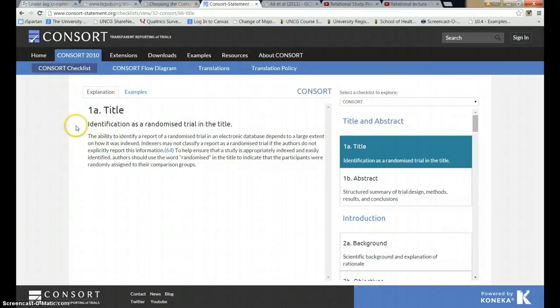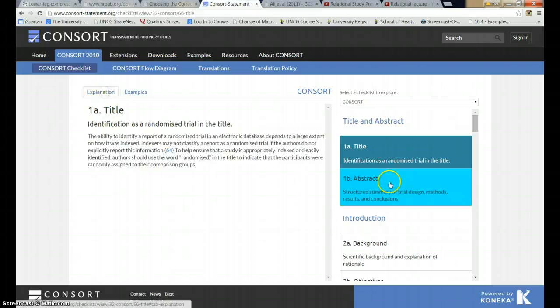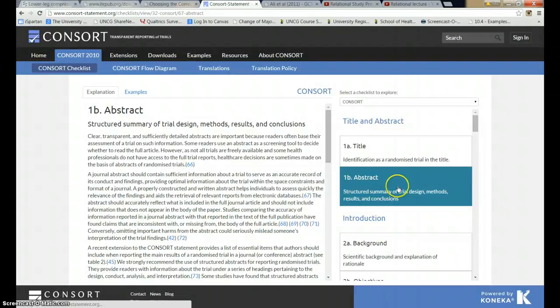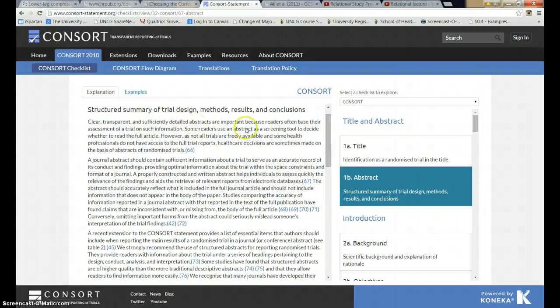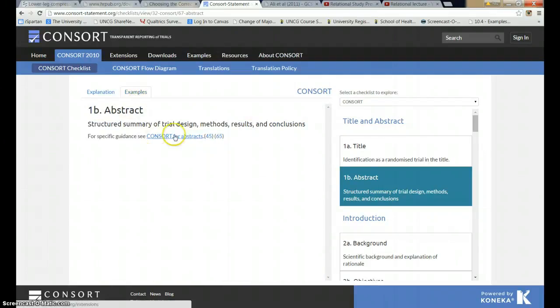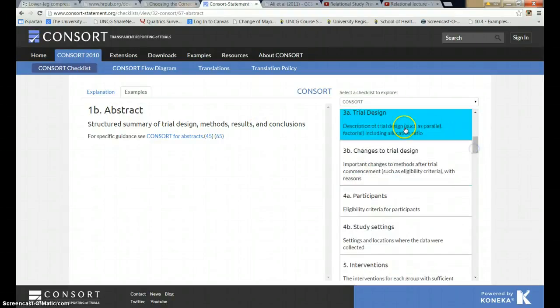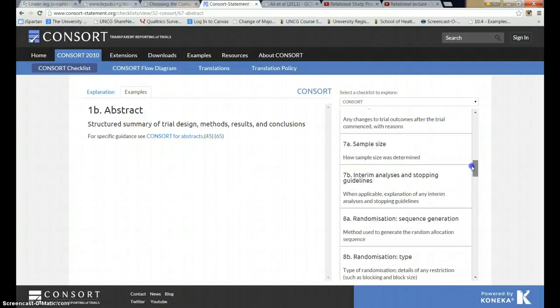So 1A is your title, and it tells you what should go in the title. And it gives you an example with a real citation, so you know what it should look like. All right, then we go to 1B, which is your abstract. Here's what the abstract should be: a clear, transparent, sufficiently detailed abstract, and so on. And it talks about all the descriptions that should go into it, and examples, etc. You go to your introduction section: background, objectives, methods, design, participants, study settings, interventions, outcomes, etc.